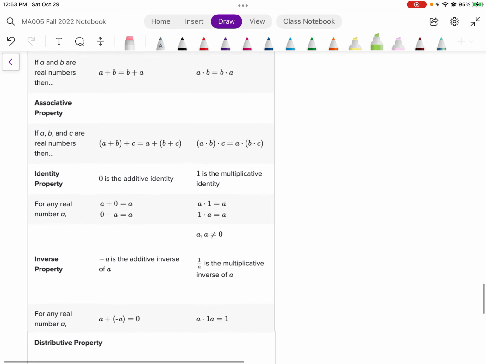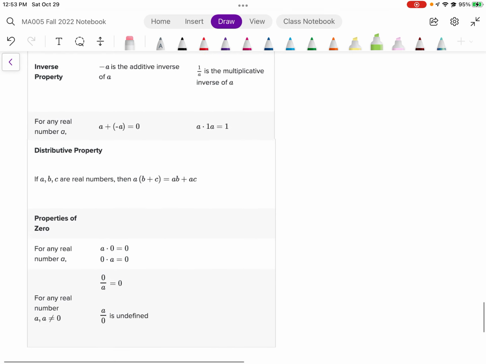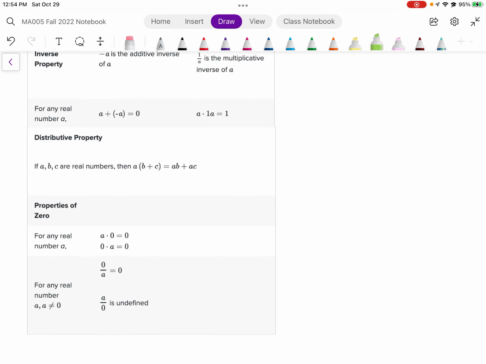And then I'm going to move on and make sure you've got the distributive, the properties of 0, and everything all together.